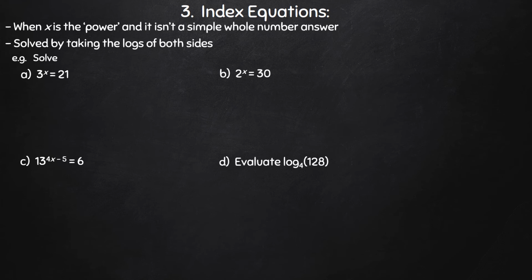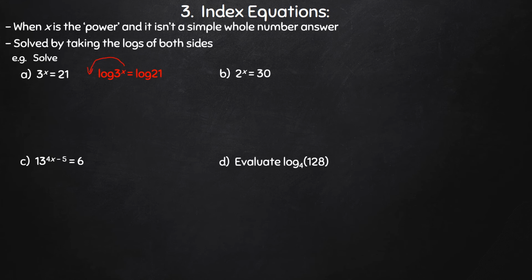So first of all, we've got 3 to the power of x equals 21. This is when I said that this is probably when we're going to use logs the most, is when we're solving for x being a power. So what we're going to do first, take the logs of both sides. Okay, and we end up with log 3 to the power of x equals log 21.